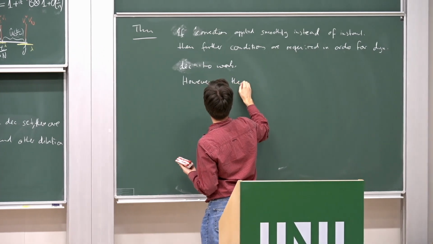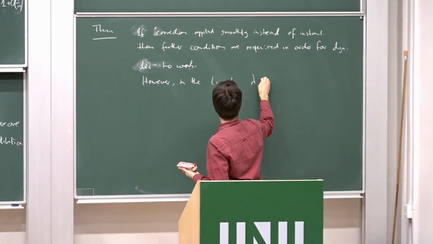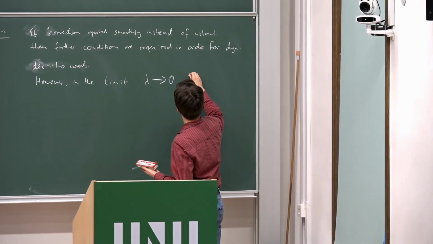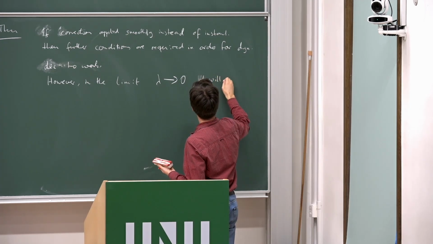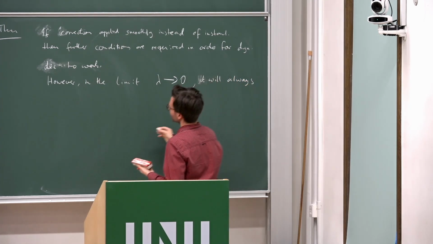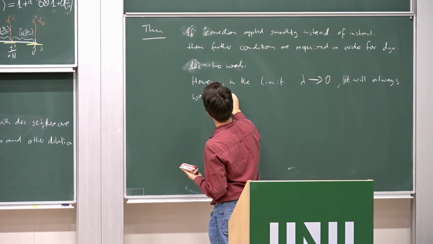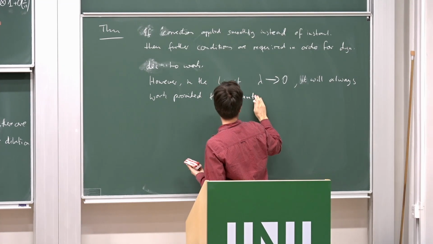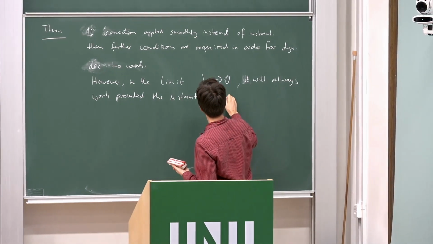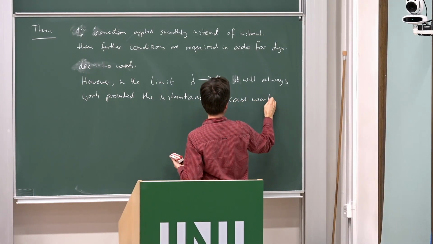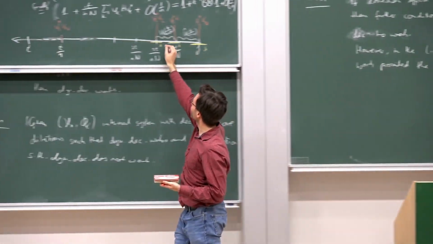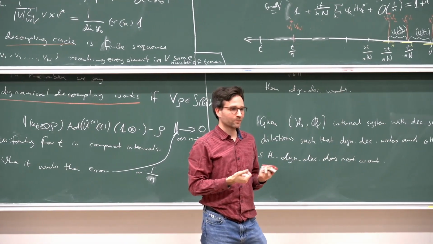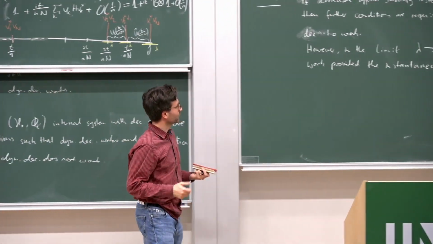However, in the limit where this parameter lambda, which is greater than 0, goes to 0, it will always work, provided the instantaneous case works. So that means this idealized setting with instantaneous operations is a good approximation of the actual physical setup. So that's why we've proved this, and so that's also a nice result.